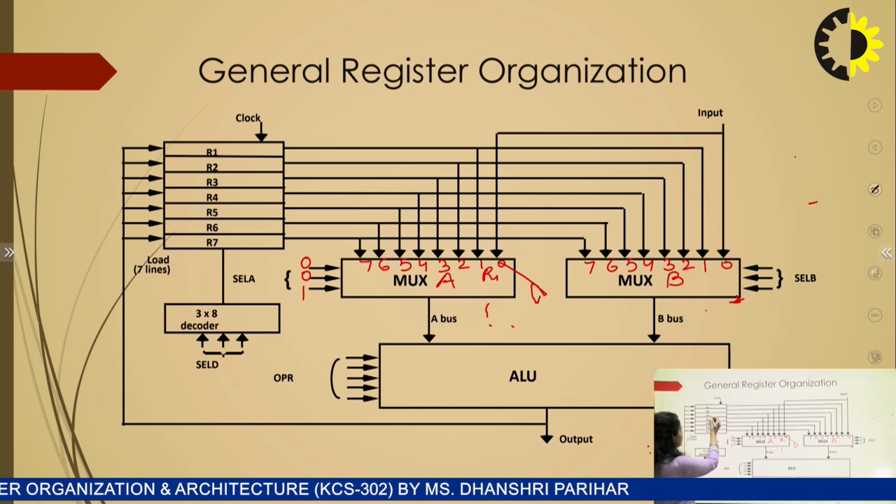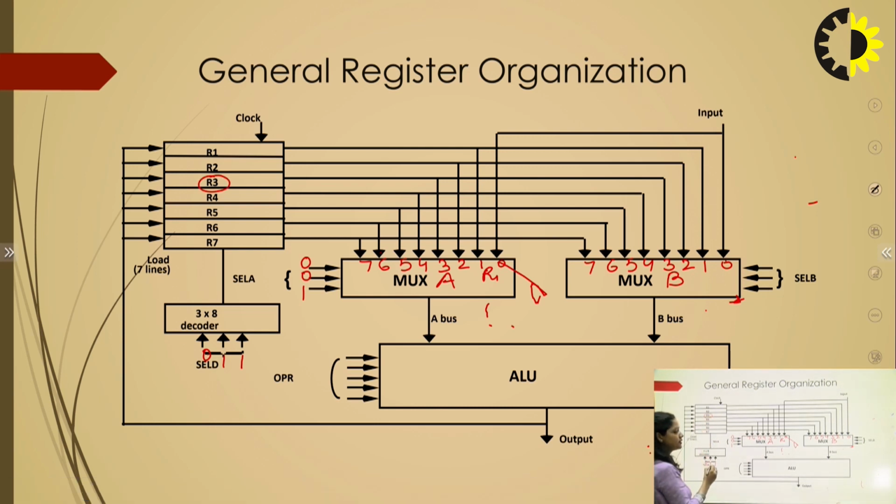For example, I want to select R3. So I will have a code of 011, and this 011 will select the R3 register and its corresponding load line will get activated. The value of this load line will become 1 for R3 and 0 for other registers. So at this moment only R3 is capable of obtaining the output and all the other registers are non-functional for that particular duration of time. Now let's understand this organization scheme with the help of an example.